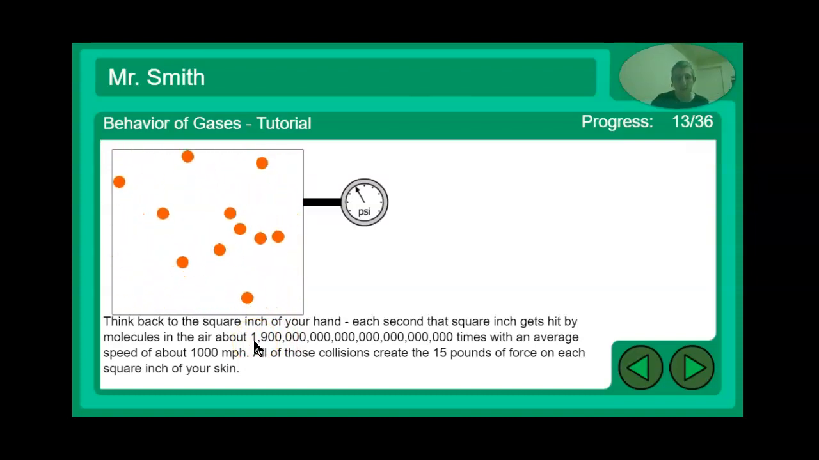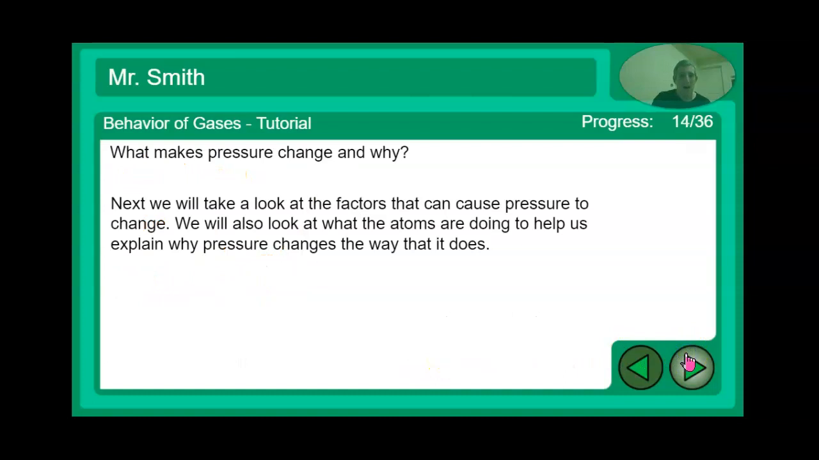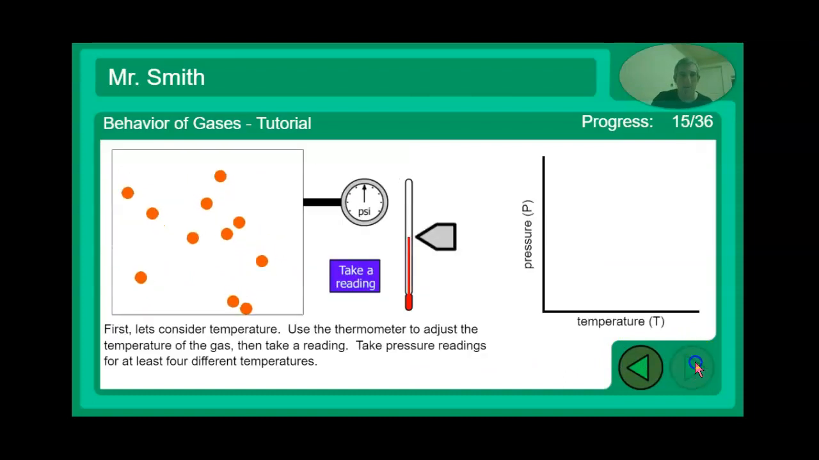This is happening every second, every inch, and they're all moving at about 1,000 miles an hour. So these are the big numbers. Even though gas particles are so small, there are so many of them hitting you so fast. We get 15 pounds, which is definitely something that we can feel. So what makes pressure and why? Those are the collisions.